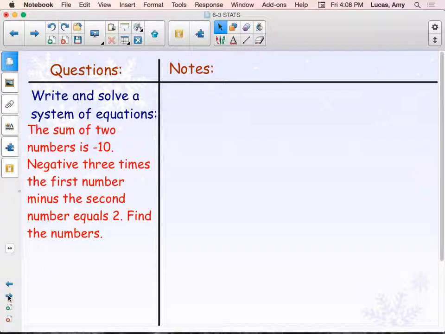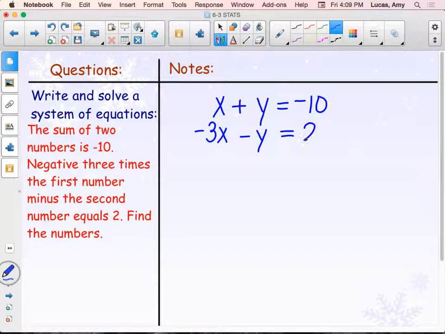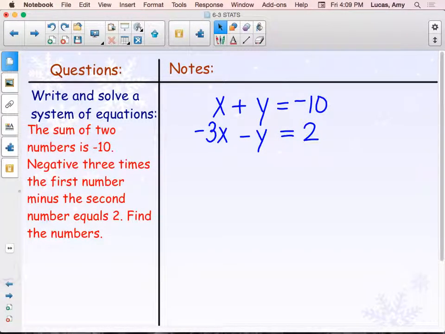Okay, our last example. The sum of two numbers is negative 10. So x plus y equals negative 10. Negative 3 times the first number. Okay, so that means negative 3x. Minus the second number, so minus y, equals 2. So here's the system for us to solve.